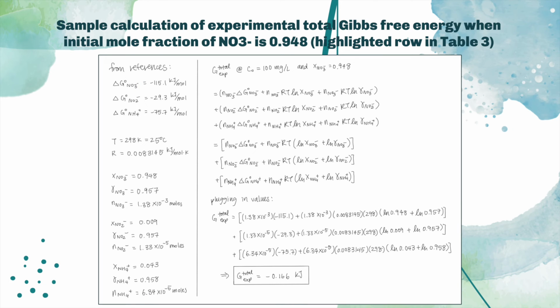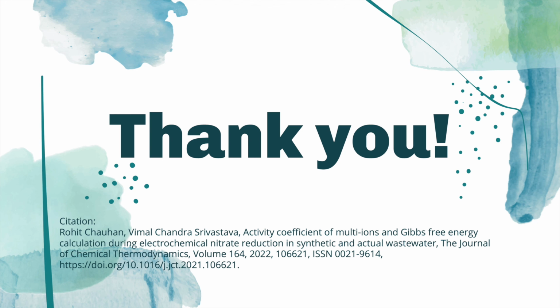Here is a sample calculation of the experimental Gibbs free energy value when the initial mole fraction of the nitrate ion was 0.948. I used their calculated values like the activity coefficient and molar concentration, as well as reference values like delta G naught. I simplified the equation from earlier and plugged in the values to get the correct value of negative 0.166 kilojoules. Overall, this article was quite interesting, and learning about things we didn't get to in our class, like electrostatic and solvation effects, was fun.